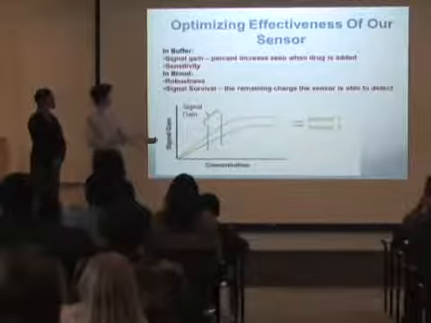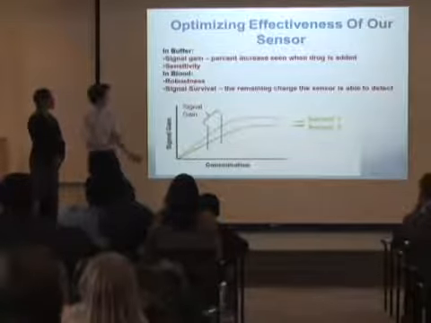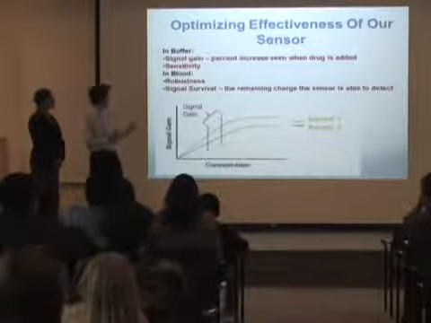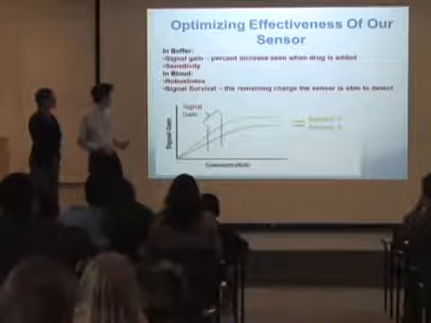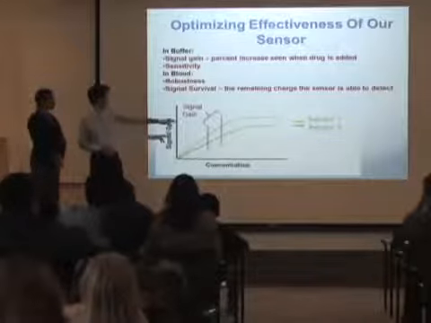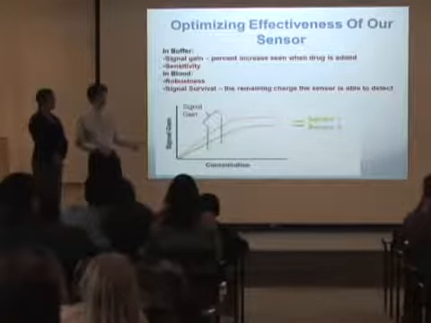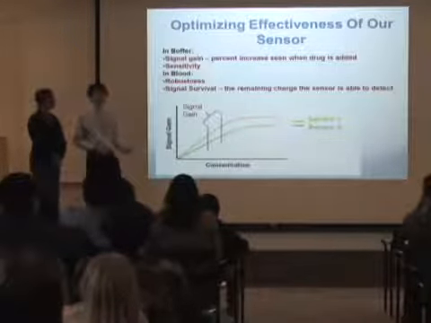And here we have this graph, which is just a representation of our test in buffer, which is signal gain and concentration. And the difference between one point of our readings and another point of our readings is essentially our signal gain.